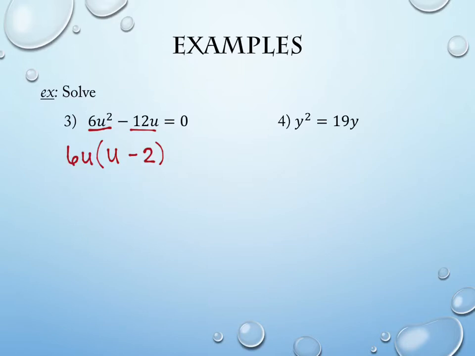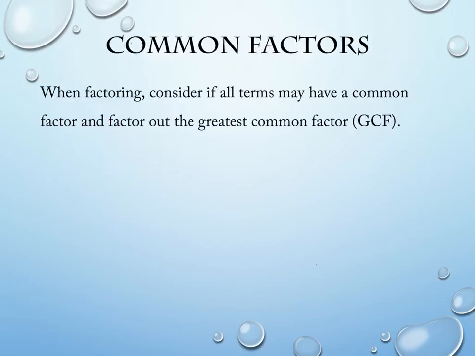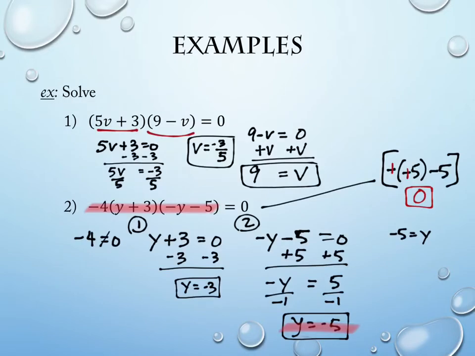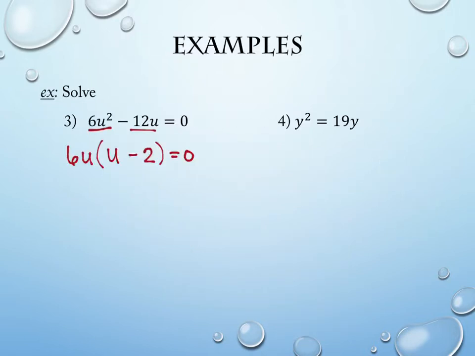So we have our pieces factored. All we're doing is breaking it apart. You're breaking them into parts by factoring, right? Once it's in this form, the problem looks just like it did over here, right? I'm going to use the zero product principle, and I'm going to set each piece equal to 0. So now I set 6u equal to 0, and I set u minus 2 equal to 0.